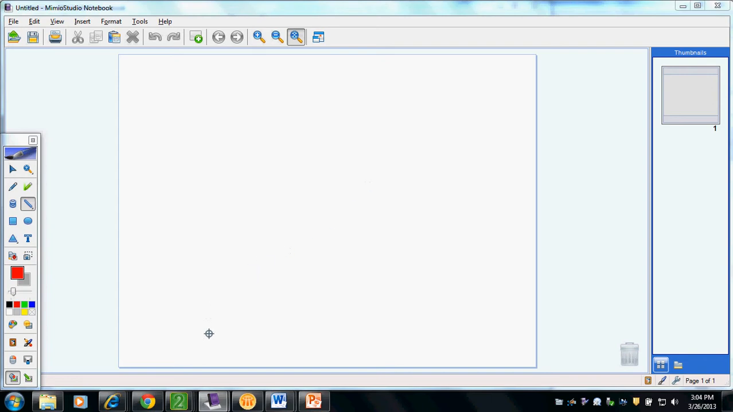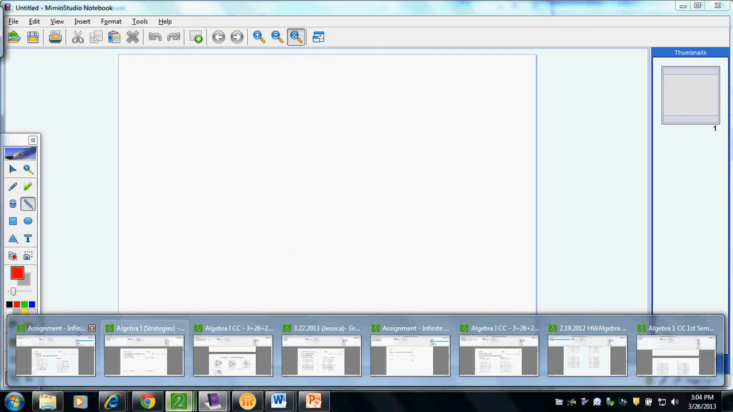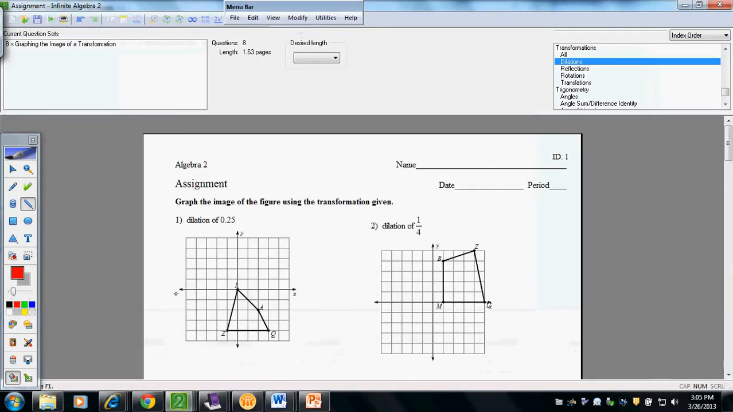Okay, so what we're going to do today is go ahead and talk about the homework that we had for dilations. So, dilations is pretty much just expanding or contracting the given pre-image that we're working with.